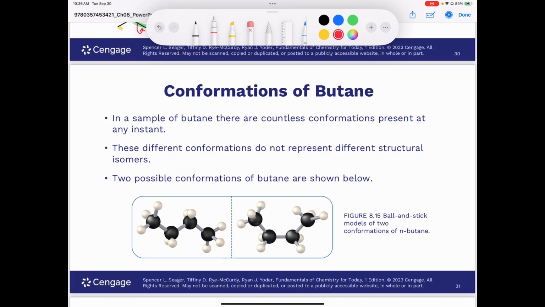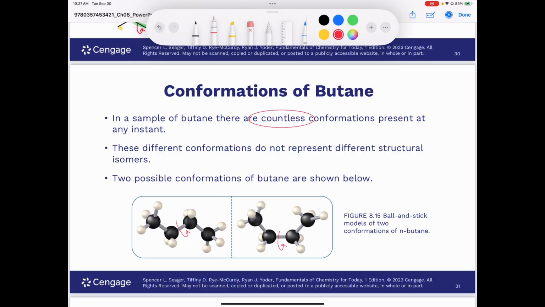So, like I said, if you have a sample of butane, technically there's an infinite number of conformations present at any instant, because you have free rotation around the bond in the middle. And so these different conformations do not represent different structural isomers. It's still the same compound, just different rotations around that bond, so different conformations. Now it says here two possible conformations are shown, but again, I told you that technically there's an infinite number of possible conformations.